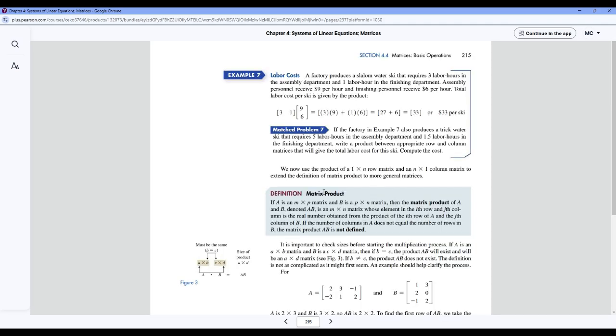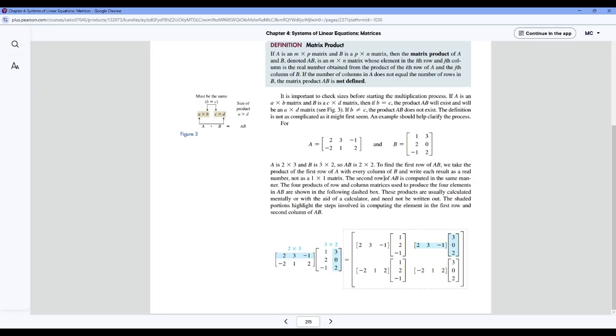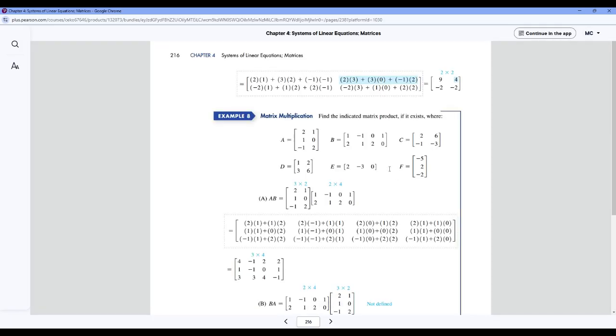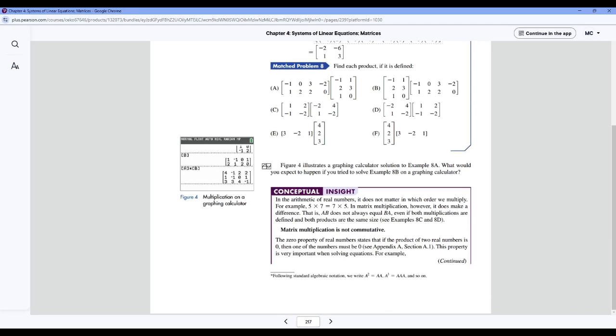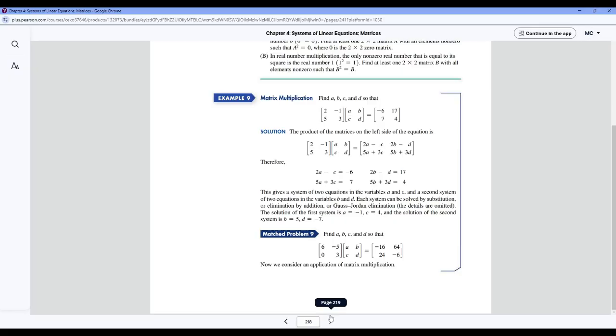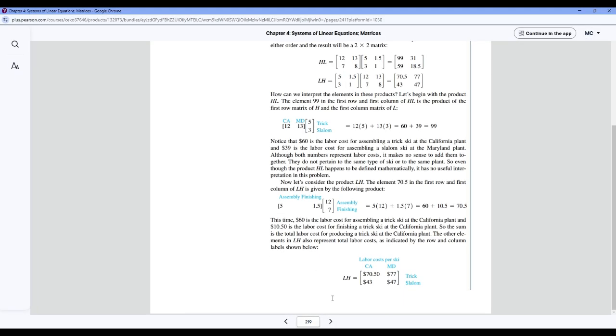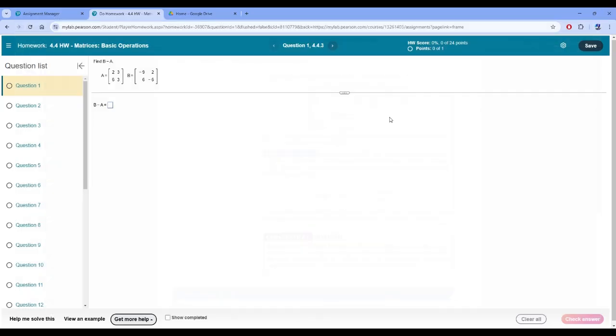All right, matrix multiplication. There's our definition. If A is an m by p and B is a p by n, the answer will be an m by n. If they don't match, it's not going to be defined. Matrix multiplication, just a whole bunch of multiplication, more properties, working through it, word problems. All right, cool. Let's get into it.